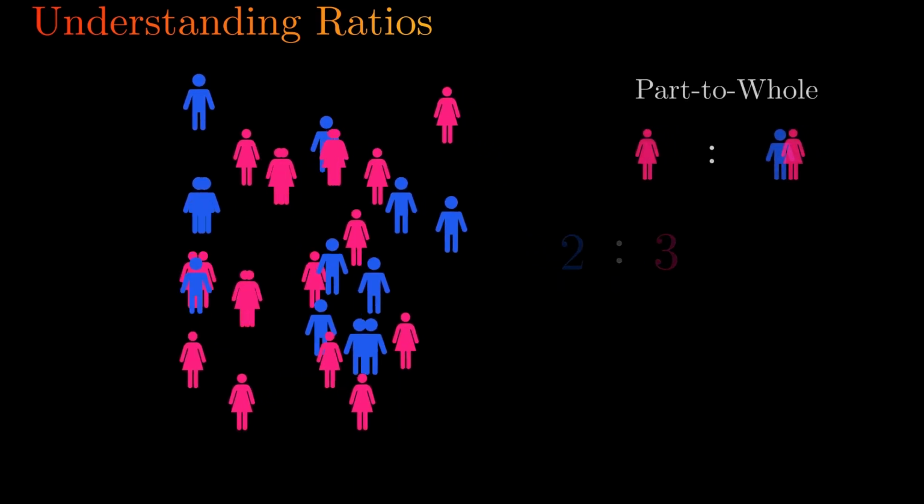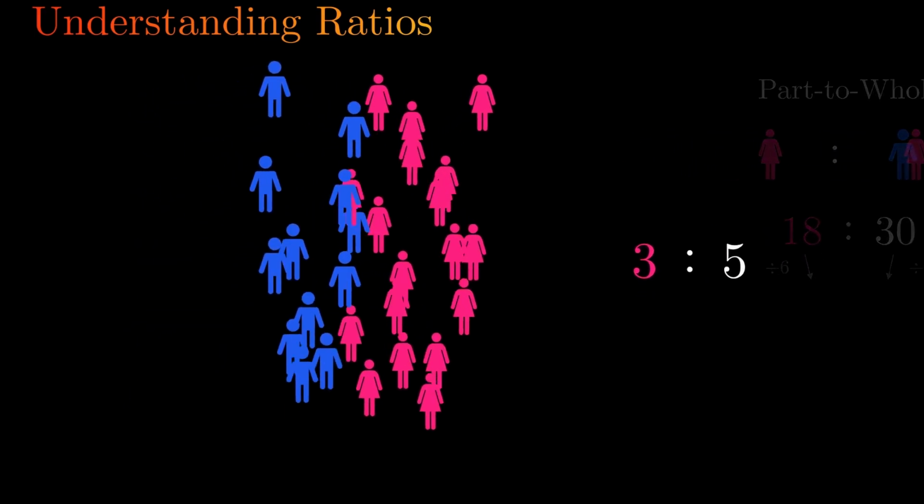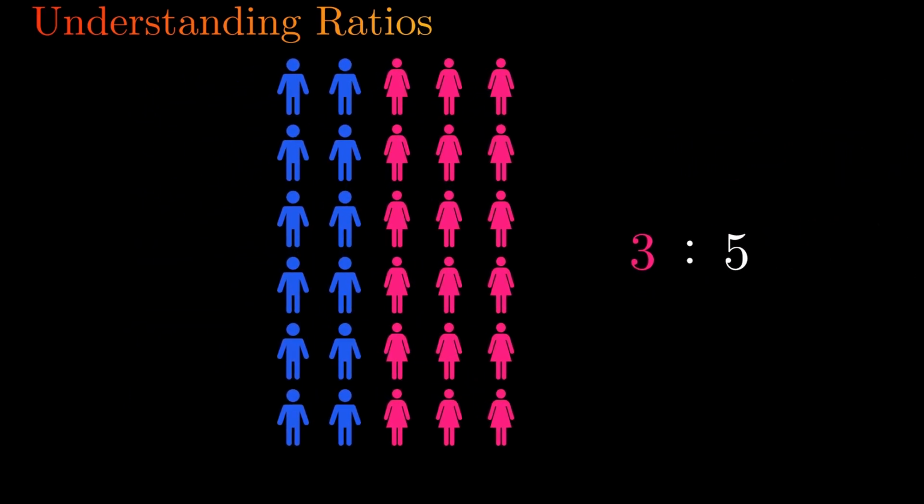Now, what if I asked for the ratio of girls to the total students, part to whole? First, we find the total. 12 plus 18 equals 30 students, so the ratio is 18 to 30. If we divide both by 6 again, we get 3 to 5. That means 3 out of every 5 students are girls. See? It's all about what you are comparing.